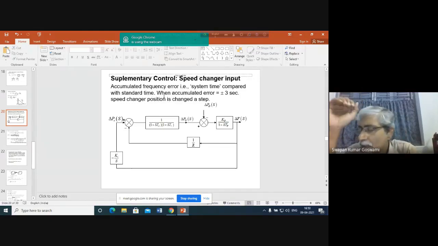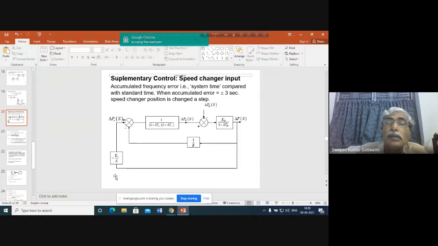This supplementary control is an additional control, that means how to change the position of the speed changer. This control will not be implemented in each and every power station. Each and every power station has an inner control through the governor, because a governor is installed with each and every generator. That is the so-called primary control. But this supplementary control is implemented in a single power station, say a large power station in case of a large power system, or maybe a single generator in case of a small power system.